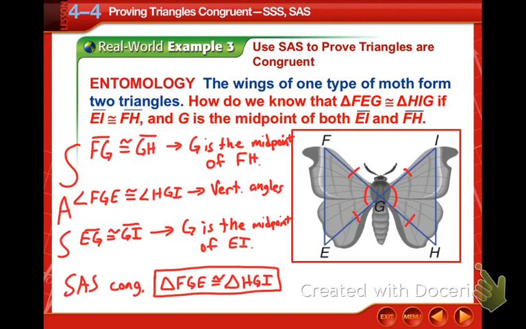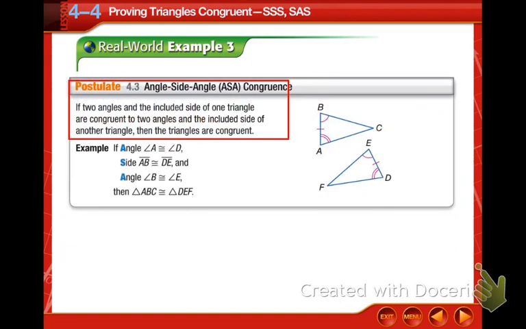But there's our congruent statement here. So angle, side, angle congruence just says if two angles in the included side, it's just the reverse of what we just looked at, and the included side of one triangle are congruent to two angles in the included side of another triangle, then the triangles are congruent.